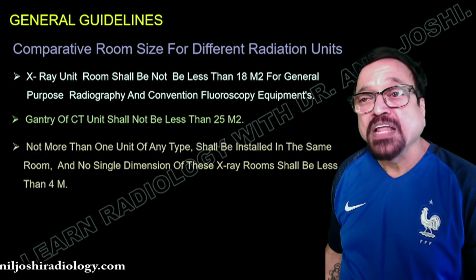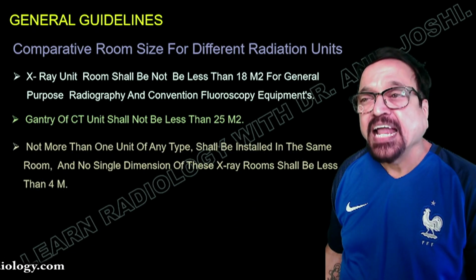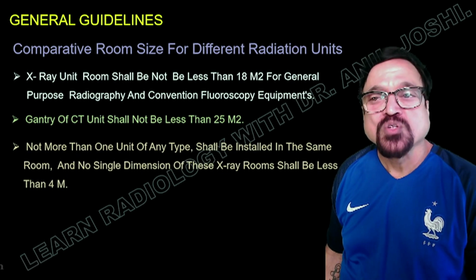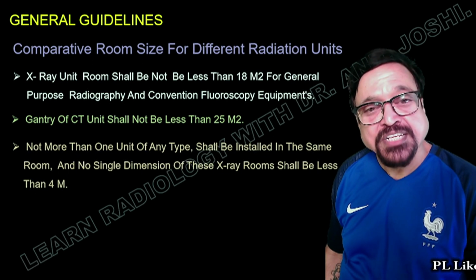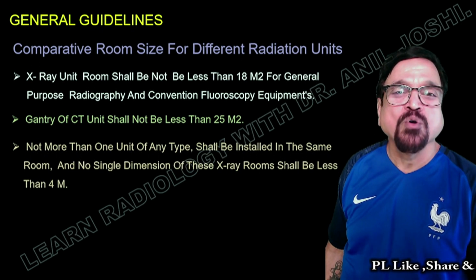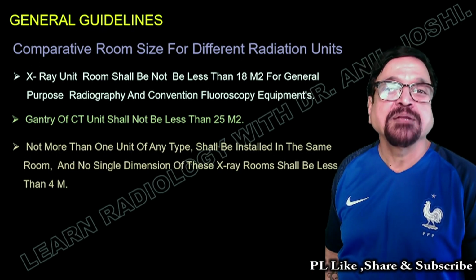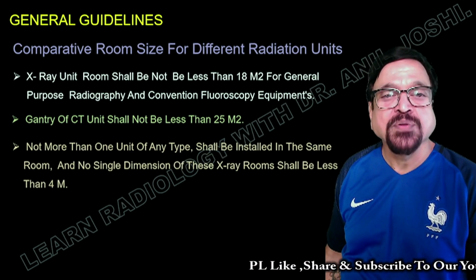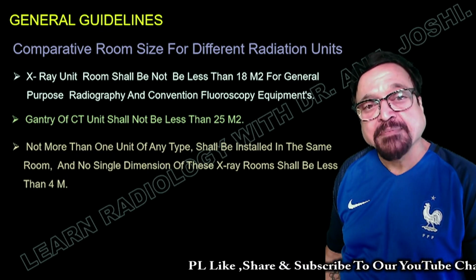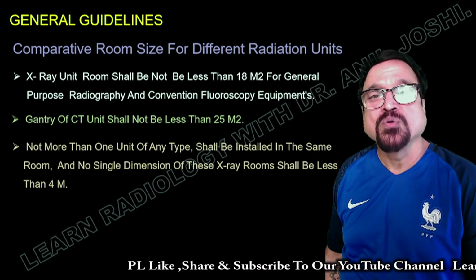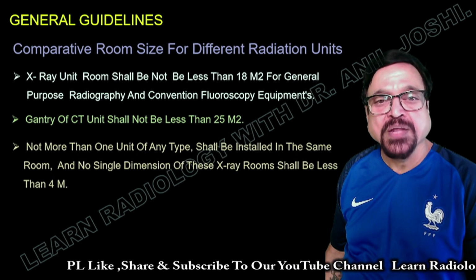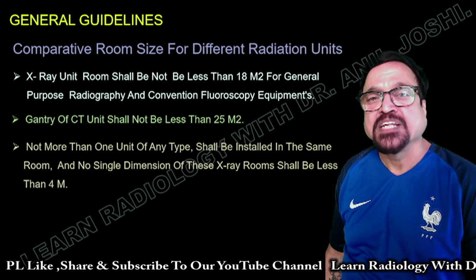Now note, not more than one unit of any type shall be installed in the same room. That means in the gantry room you cannot keep any other radiation producing unit. Similarly, not even in an X-ray room can two radiation producing units be in the same room. That is what the norm is.